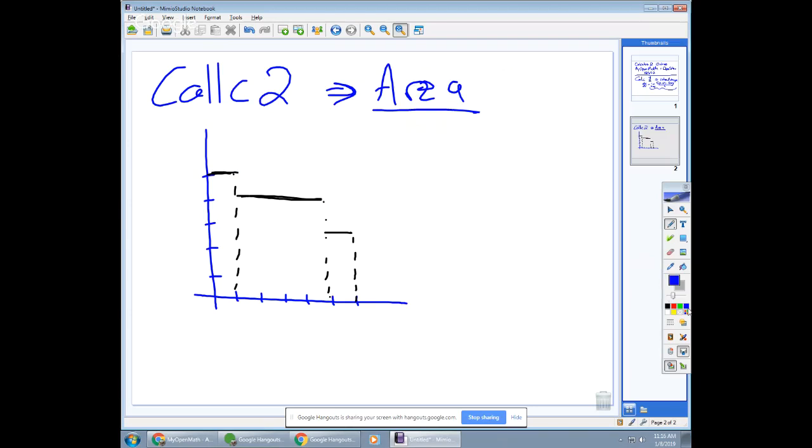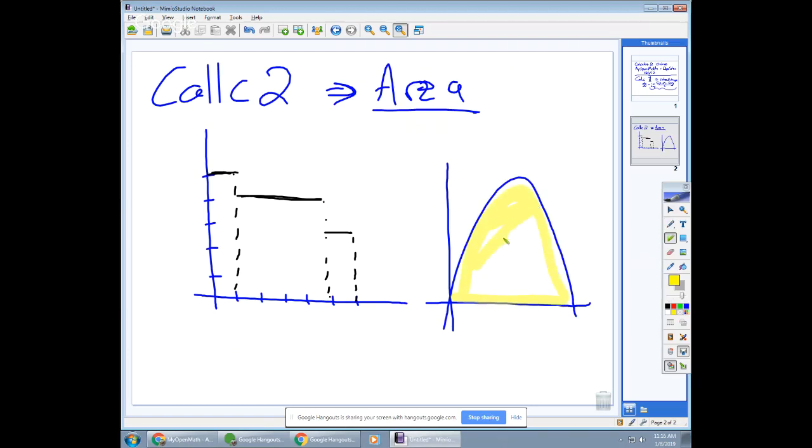However, this area would be harder to find. Agreed? Like, what is that? Is it a parabola? Is it something else? So our goal is to be able to find this kind of area, and that's what Calculus 2 is all about. This idea of finding areas is called integration.